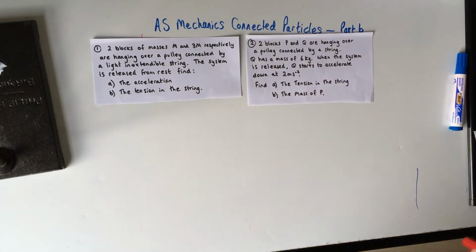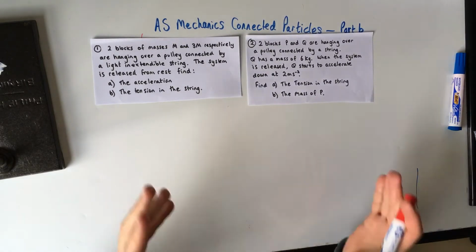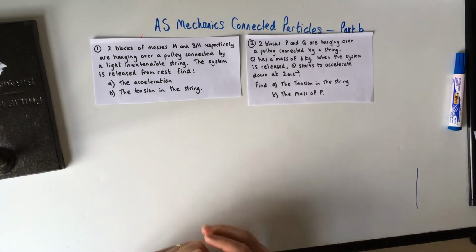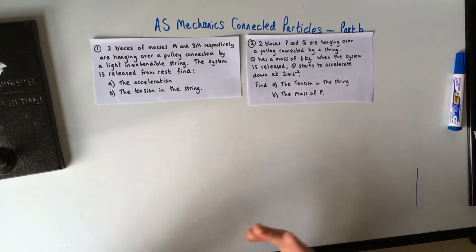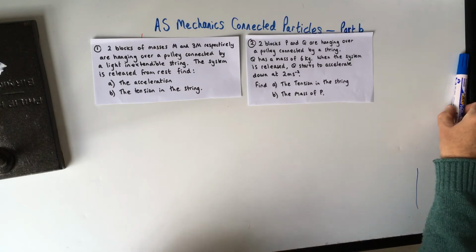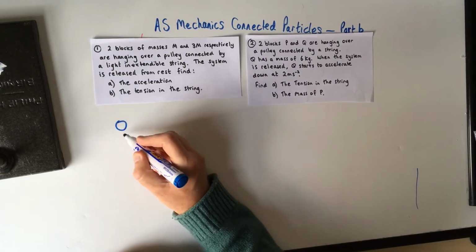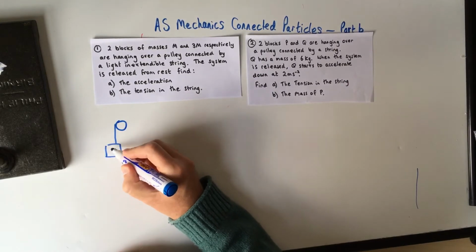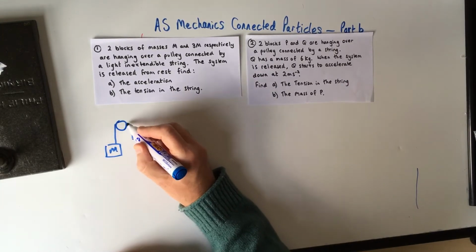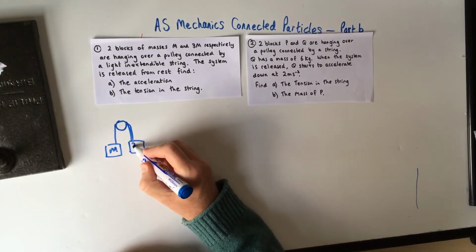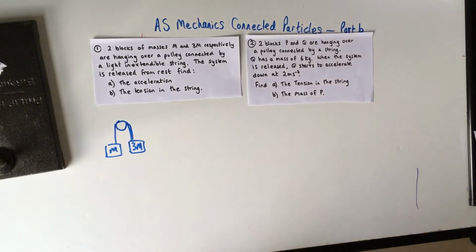Okay, if you're back with me, right, let's have a go and do these questions. You'll see me do these exactly the same way as I did my example, because like I said, pulleys are done all the same way. So here, the first one, 2 blocks M, capital M it is, and 3M. There it is. Okay, respectively hang over a light pulley, and you've got to find the acceleration and the tension.